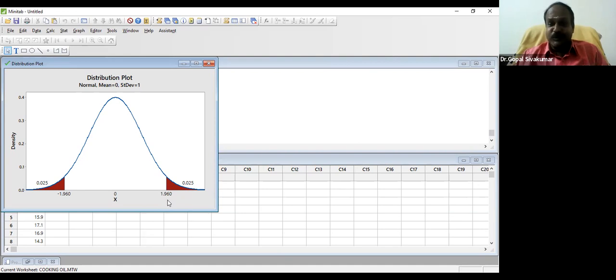I generated the Z-score using the fat content, isn't it? The last 5% of my cooking oil bottles are the worst things in my process. Please understand, I don't want to see cooking oil bottles having a fat content in this region, isn't it? They are so bad to my customer. Am I correct or not? I will always see to it that my cooking oil bottles are here. The last 5% of my outputs should not go to the customer. That is the objective. That is the goal. Hope it is clear to everyone.